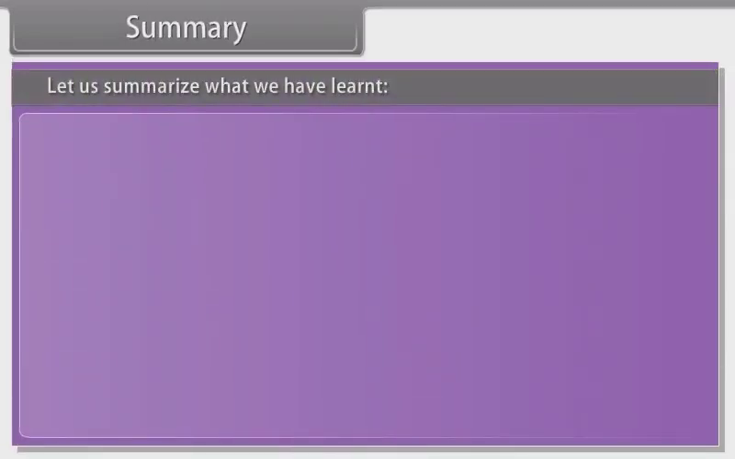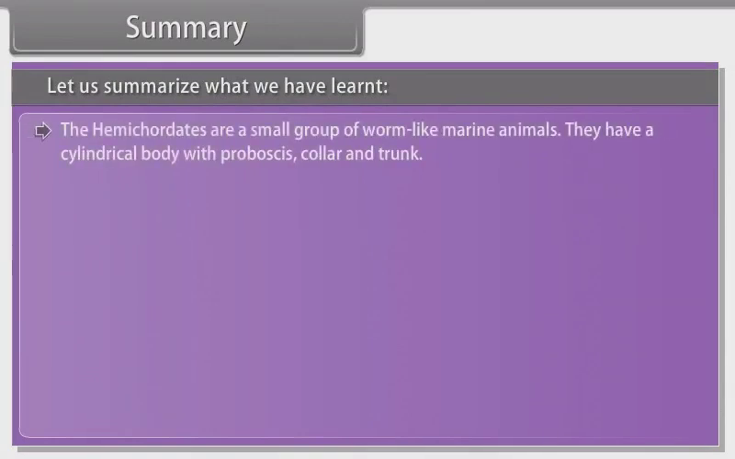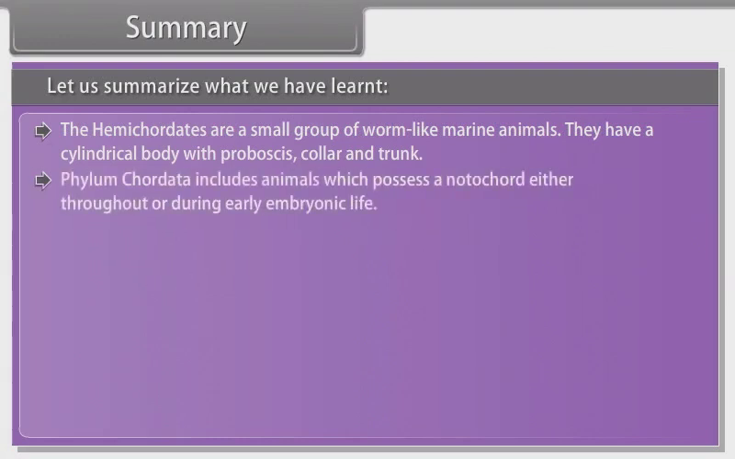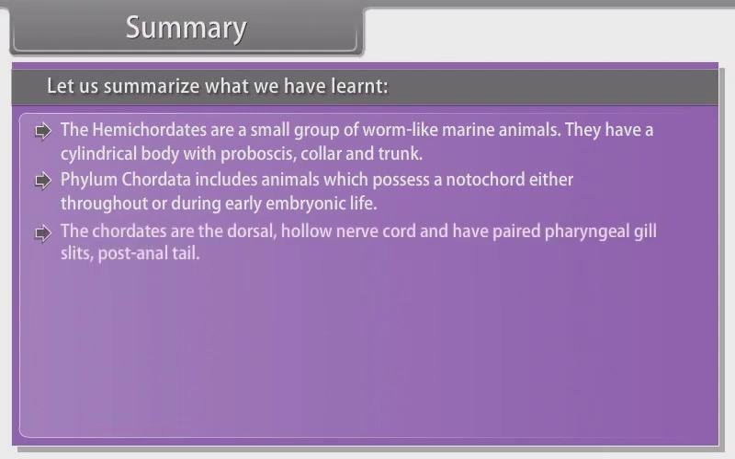Summary. Let us summarize what we have learnt. The hemichordates are a small group of worm-like marine animals. They have cylindrical body with proboscis, collar, and trunk. Phylum Chordata includes animals which possess a notochord either throughout or during early embryonic life. The chordates have a dorsal hollow nerve cord, paired pharyngeal gill slits and a post-anal tail.